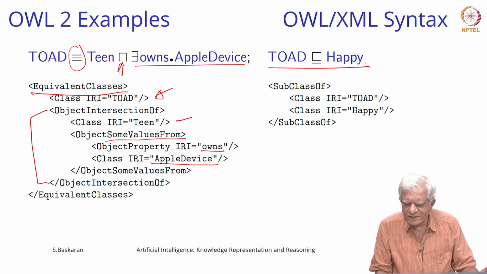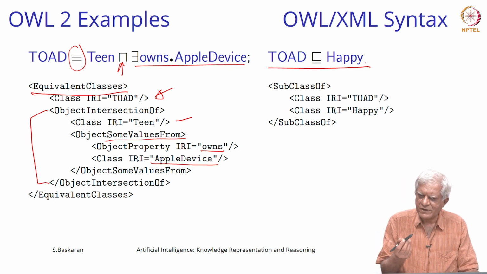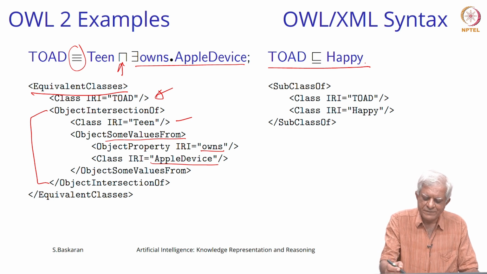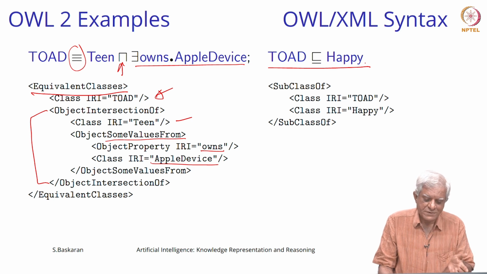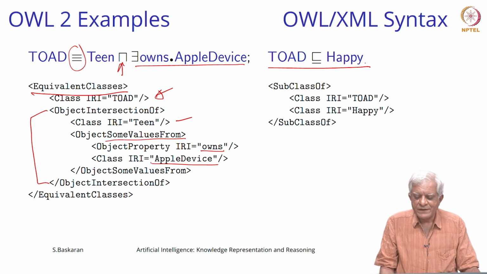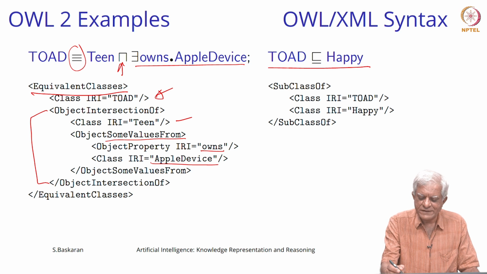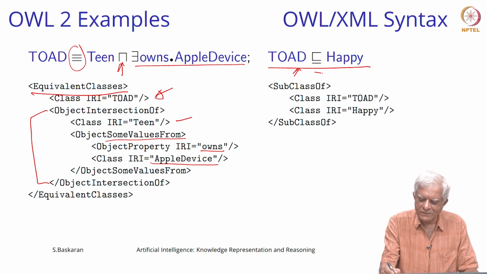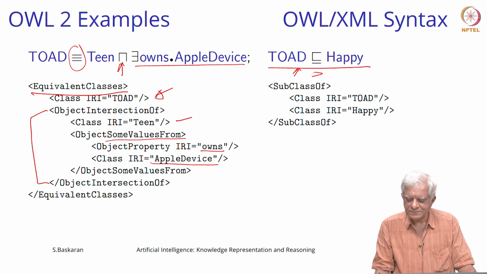So, whenever you are looking at DL statements, you can also think of them as an implication statement. As we saw earlier, whatever we can say in description logic, we can say in first order logic. So, essentially what this is saying is that if someone belongs to the class Toad, then someone belongs to the class Happy. So, then you would think of this as an implication sign.